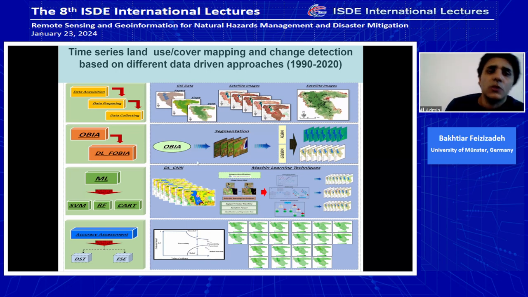For example, you could see here that for the land use land cover mapping, we developed object-based image analysis and also its integration with deep learning methods and also with fuzzy. So we developed an approach with deep learning and fuzzy object-based image analysis, and also developed and applied different machine learning methods and techniques, applying some accuracy assessment methods and comparing the efficiency of different methods and techniques.